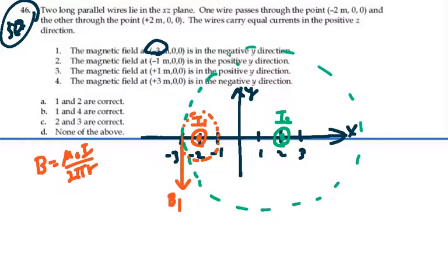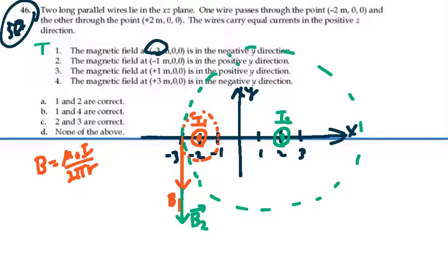And if we point in that direction, actually I2 is also going to contribute to a magnetic field in the negative y direction. So they're both going to be contributing to the same direction. The magnetic field will be in the negative y direction. So statement number 1 is true.